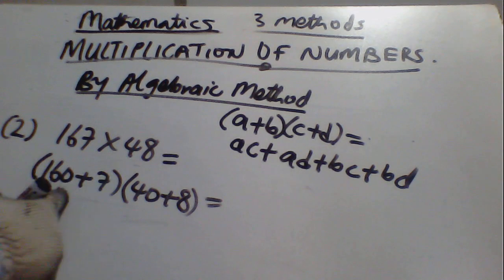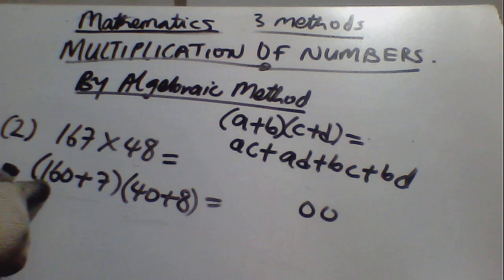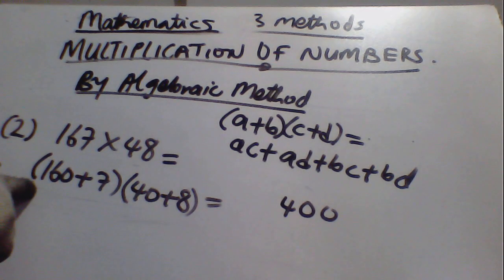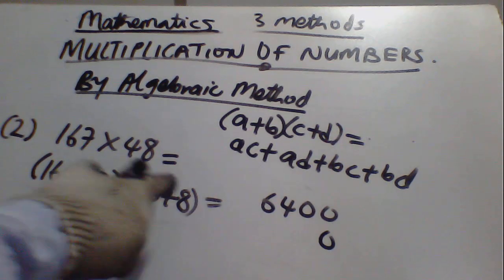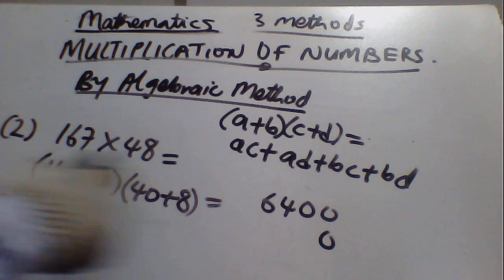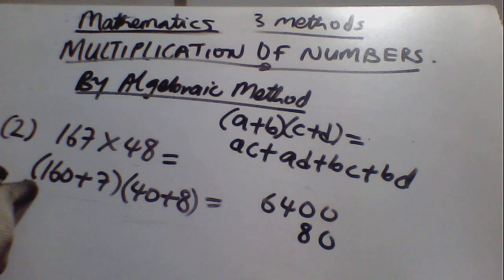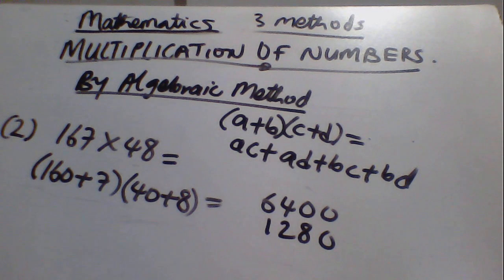There are two zeros, so you can start from two zeros. 4 times 6 will give us 24. I write 4 and carry 2. 4 times 1 will give us 4, plus 2 will give us 6. 160 times 8, we already have one 0. I write 0. So 8 times 6 will give us 48. I write 8, carry 4. 8 times 1 will give us 8, plus 4 will give us 12. I hope you are following. Then you are done with the first one.